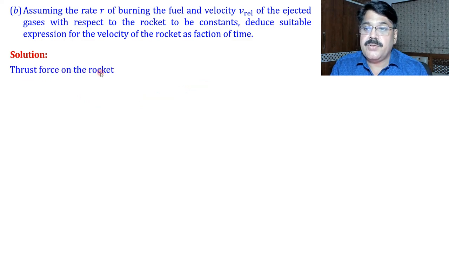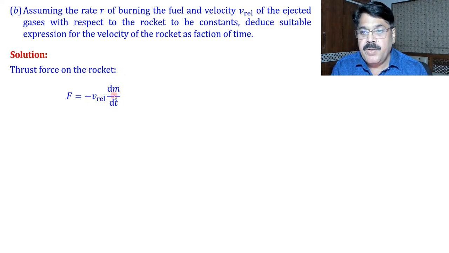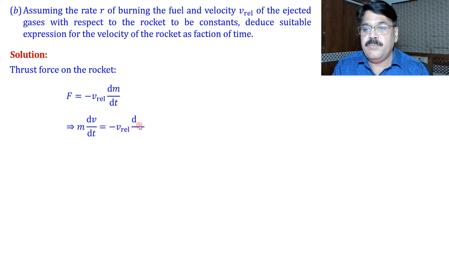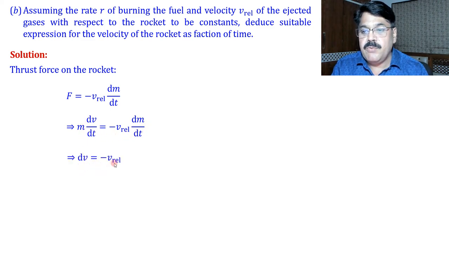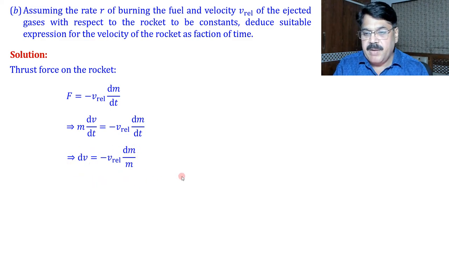Thrust force on the rocket, that is F, is equal to minus V relative dm by dt. This is constant and is given. And what we can write here for F is m dv by dt, because we have to find velocity. So force we write as mass into acceleration, and acceleration is dv by dt. So we incorporate here the velocity of the rocket. So m dv by dt is equal to minus V relative dm by dt. So what we can write here? dv is equal to minus V relative dm by m. That is a simple algebraic manipulation.